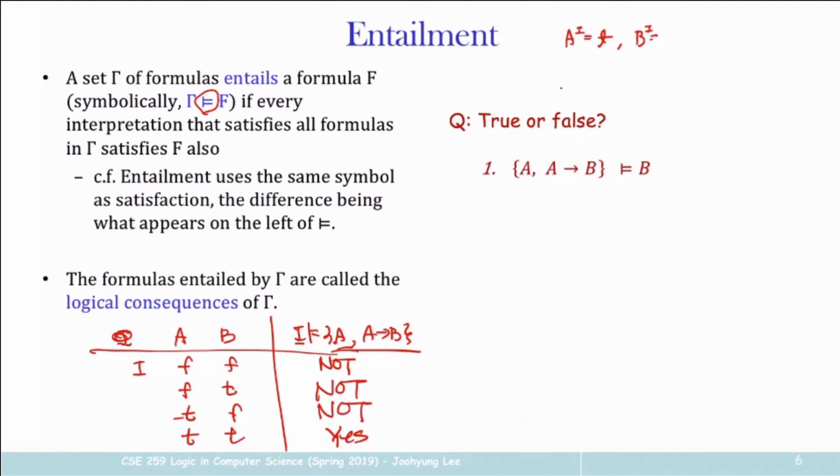According to the definition, you don't need to care about these other interpretations. The definition is saying if the interpretation satisfies these two formulas, then it must satisfy the formula B. If the interpretation that you apply did not satisfy the formulas on the left-hand side, you don't need to worry about it. You only need to worry about every interpretation that satisfies the left-hand side, and check whether it satisfies the right-hand side. So this is the only case that you have to really check for the entailment. And for this one, B is already true. So the answer to this question is true.